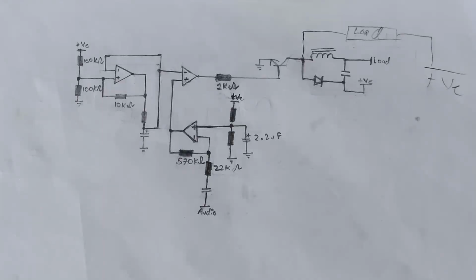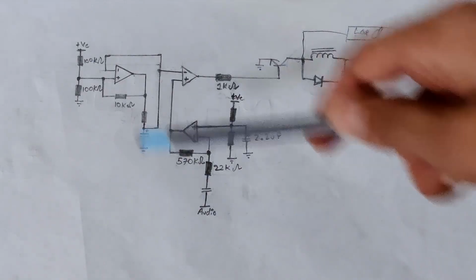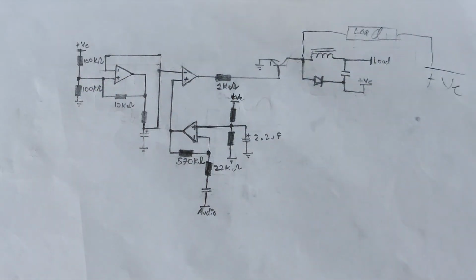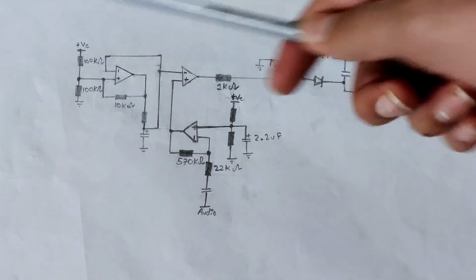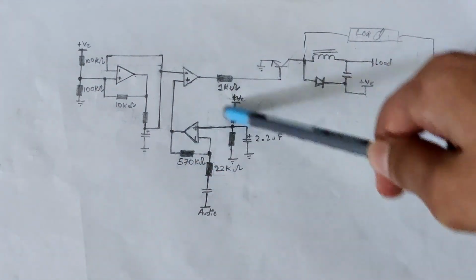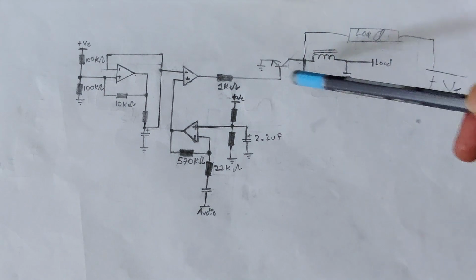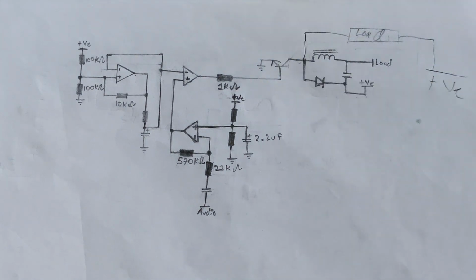Let's try to play music through plasma, and for this I have designed a very simple circuit. It uses 3 comparators and a transistor. This comparator is the sawtooth oscillator, this comparator is the audio amplifier, this comparator converts the audio into a PWM signal and it goes to this transistor, and then the transistor can adjust the average power of the circuit.